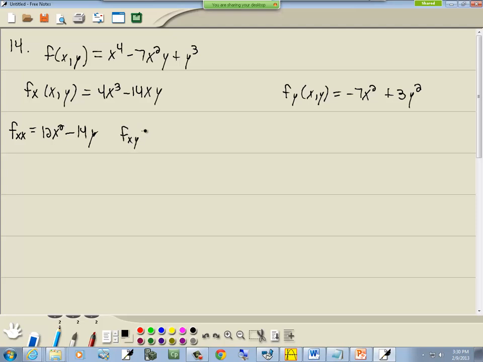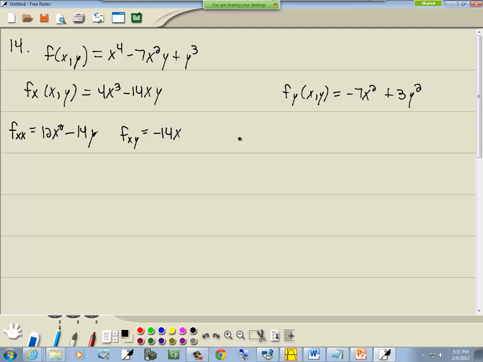Well, we can also, picking on the same derivative here, take the partial of that with respect to y. And if so, the 4x to the third drops away. And over here, the negative 14x is a constant, so it stays out in front. And the derivative of y is 1. So we get negative 14x.